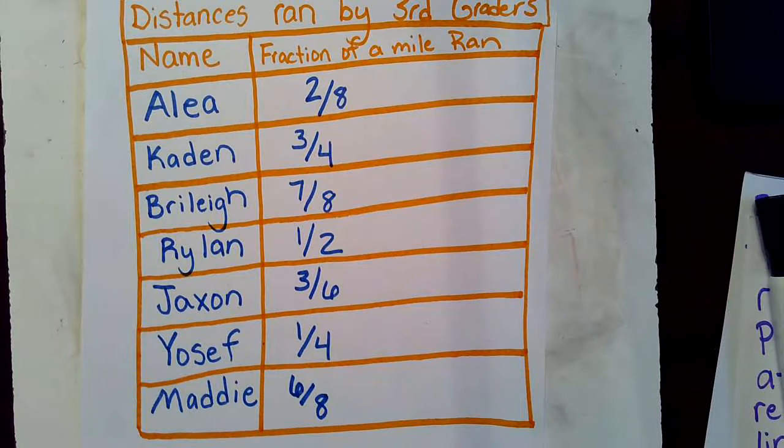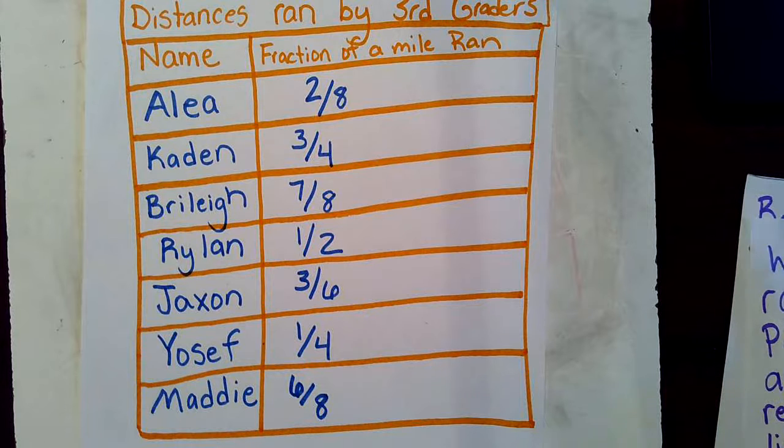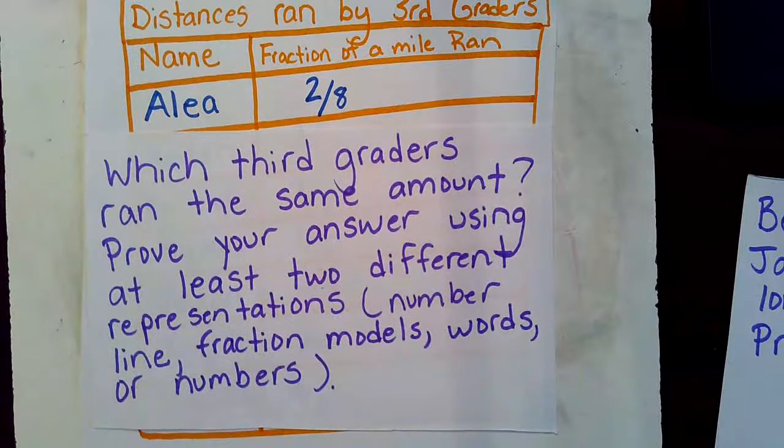Okay, our next question about the chart is, which third graders ran the same amount? Prove your answer using at least 2 different representations: number line, fraction models, words, or numbers. So look closely at the chart, and we're going to figure out which third graders ran the same amount.